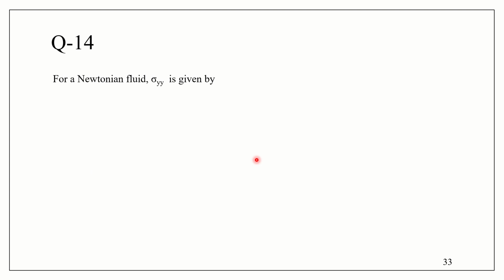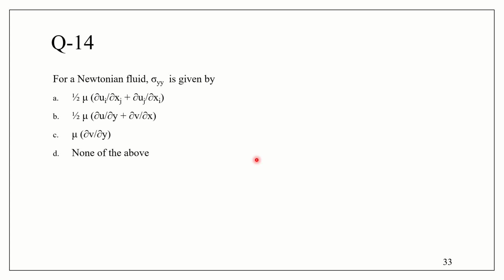And for question 14, for a Newtonian fluid, sigma yy is given by option A, half mu times ∂ui/∂xj plus ∂uj/∂xi. Option B, half mu times ∂u/∂y plus ∂v/∂x. Actually both are similar. Option C is mu times ∂v/∂y. And option D is none of the above. The answer to this is none of the above, because for a Newtonian fluid the sigma yy term is 2 times mu ∂v/∂y. So option D, none of the above, is the right answer.